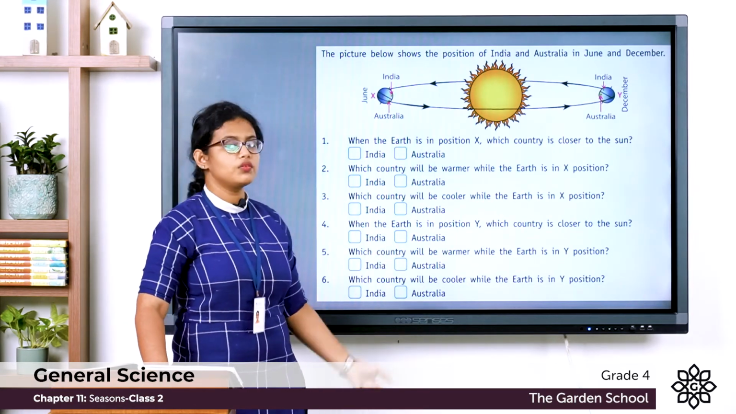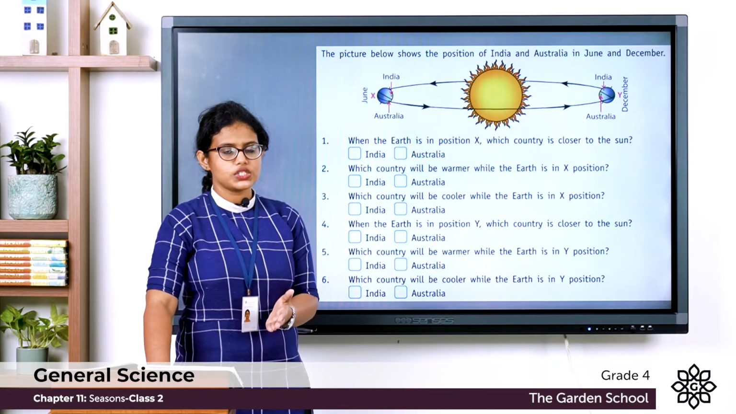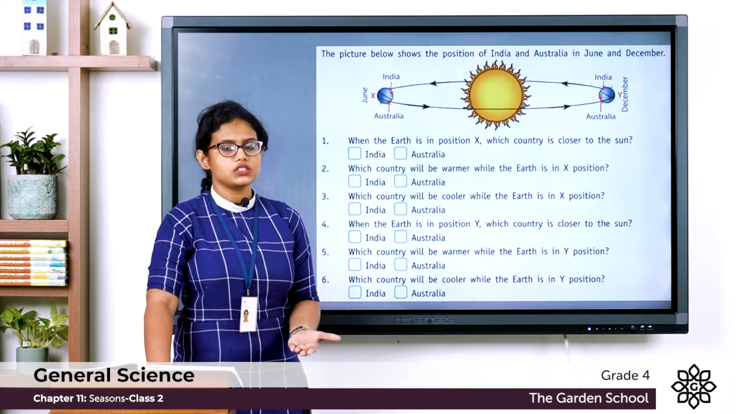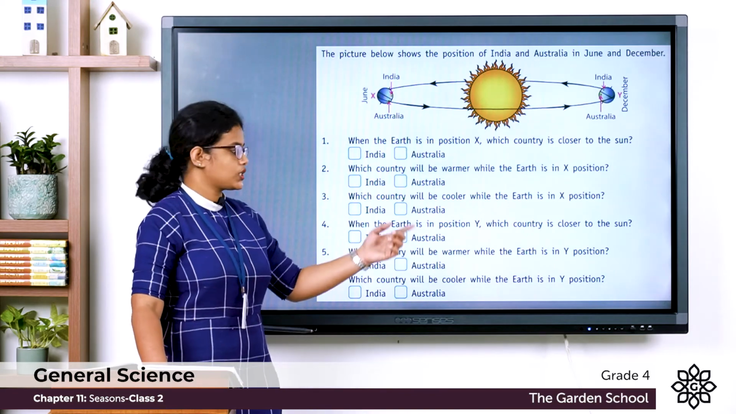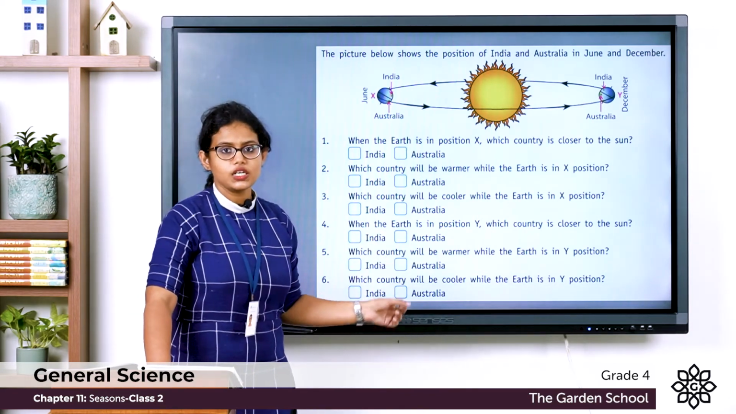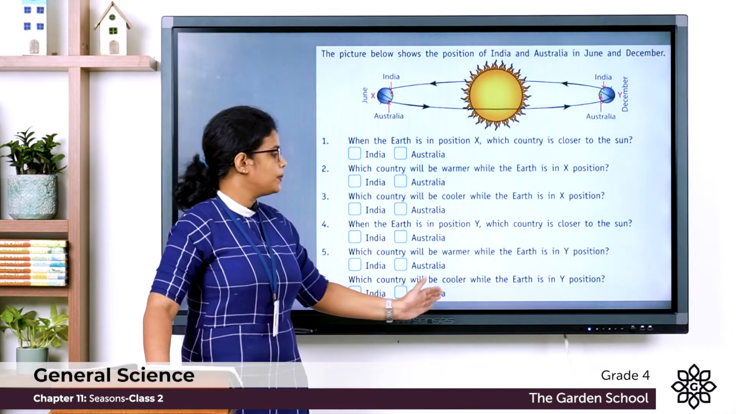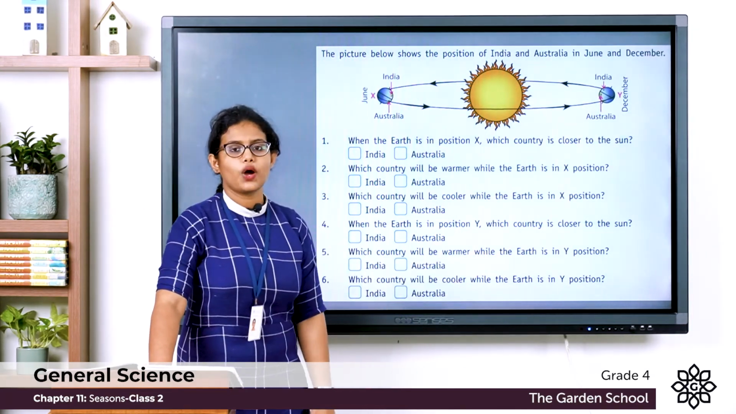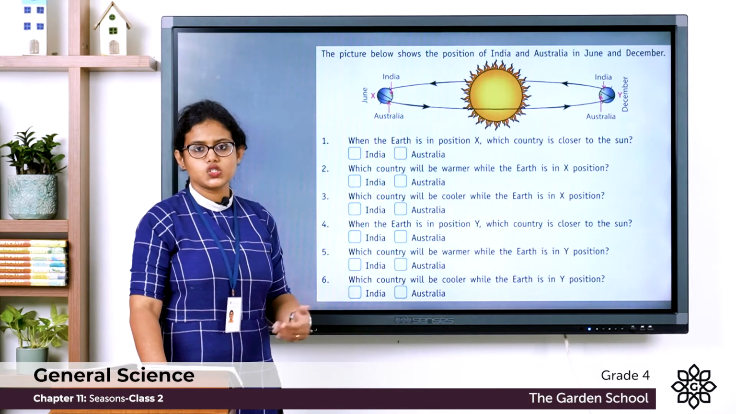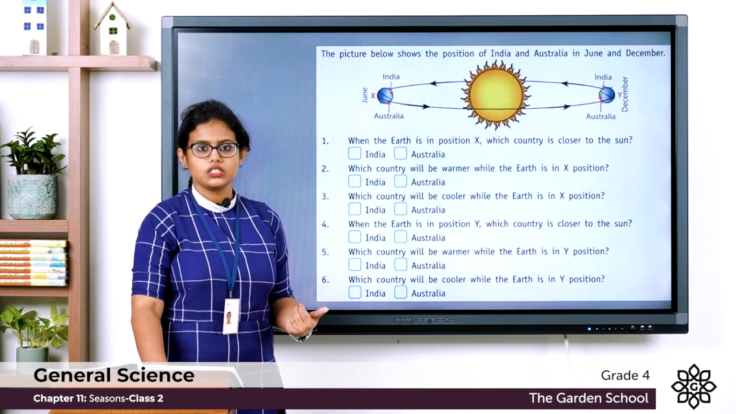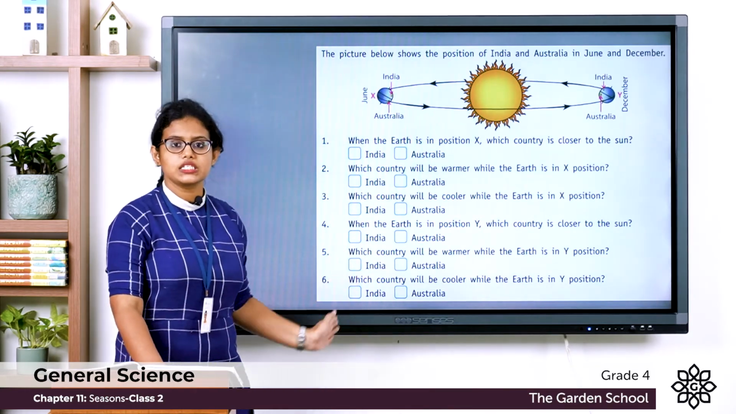So which country will be warmer? Australia is closer to the sun. As it is closer to the sun, it receives more light and heat. So that country will be warmer. So that is Australia. You can tick Australia. Then see the sixth one. Which country will be cooler while earth is in Y position? So India is away from the sun. So it receives less light and heat. So it is cooler. So it is India. So you can tick India.